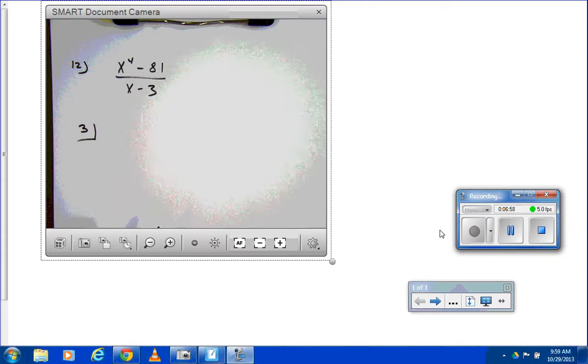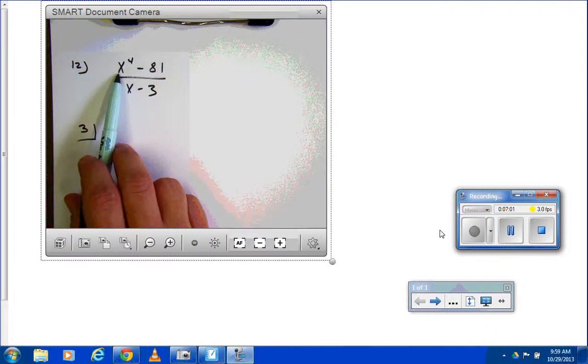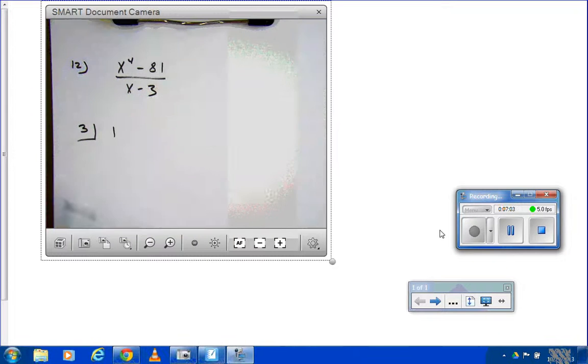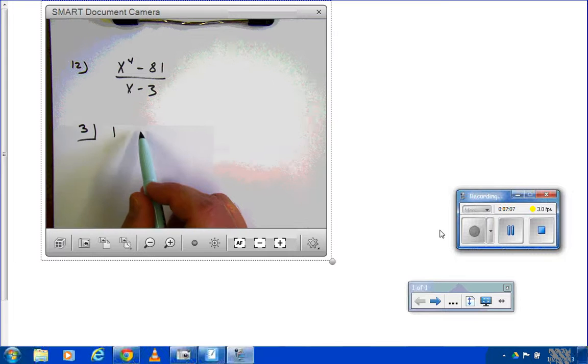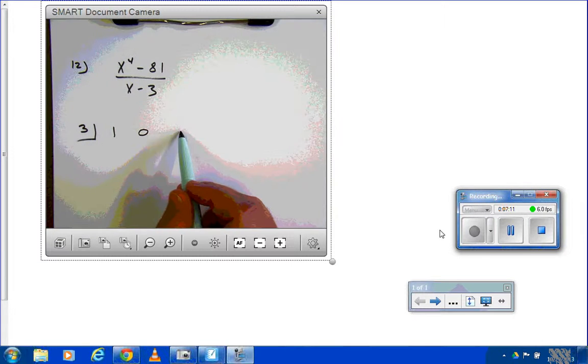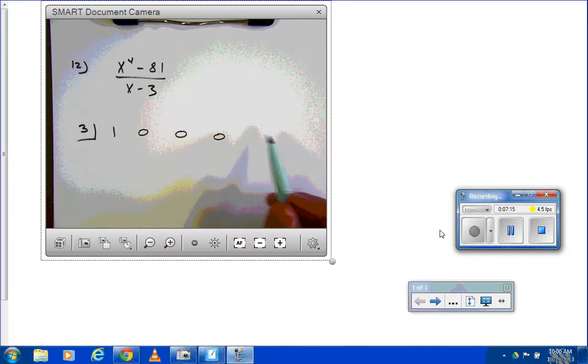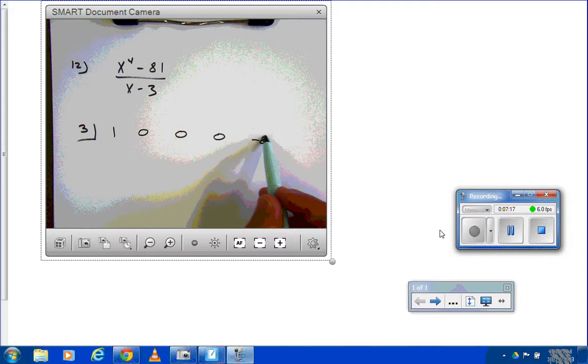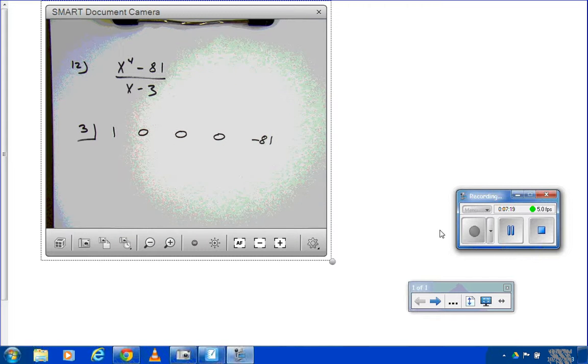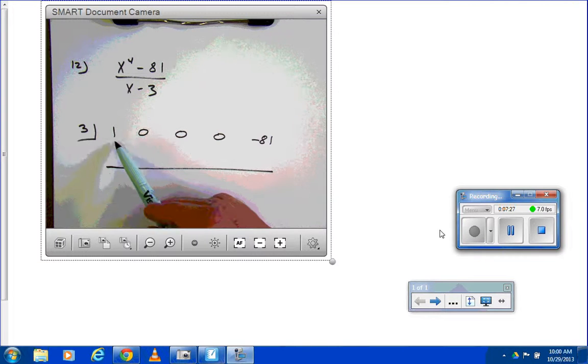Now let's list the coefficients. What's this coefficient? 1. Now, for x cubed, we're going to have to put in a 0. So it'll be 0x cubed, 0x squared, 0x, and then finally negative 81. Now let's draw our line. This is what makes it go really, really fast. We bring down the 1.